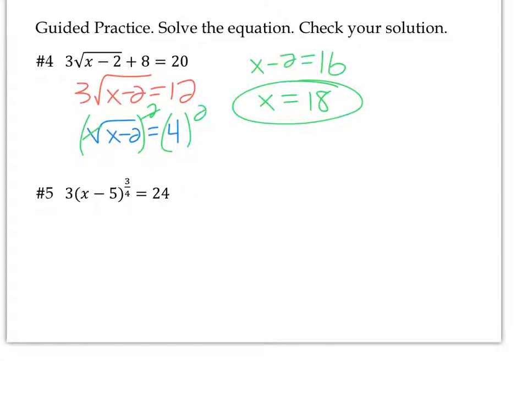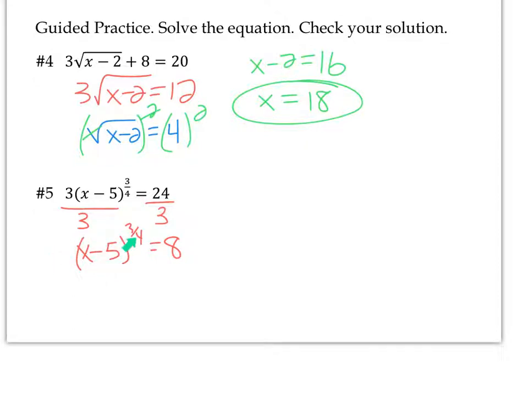In this next example, number 5, if you want to pause and try it and compare to how I do it, we're going to divide by 3 on both sides first. We're going to get x minus 5 to the 3/4 power equals 8. Keep in mind that 3/4 power is like our radical part here. Now we have the radical expression all by itself: x minus 5 to the 3/4.